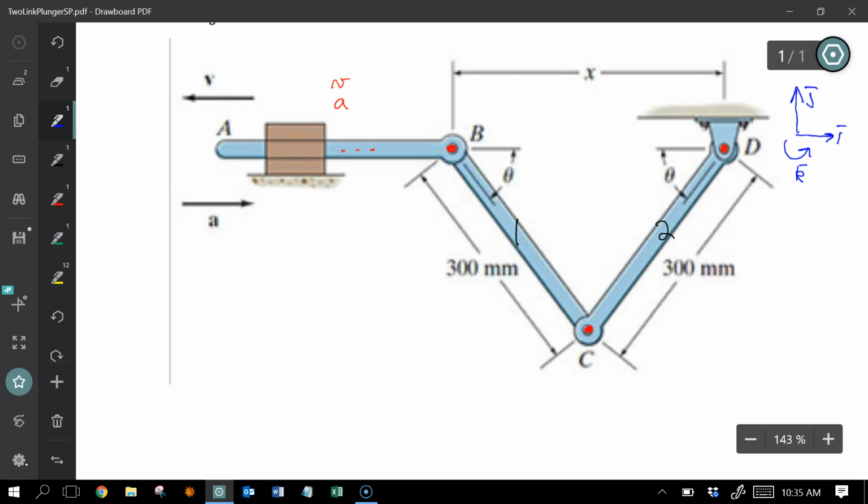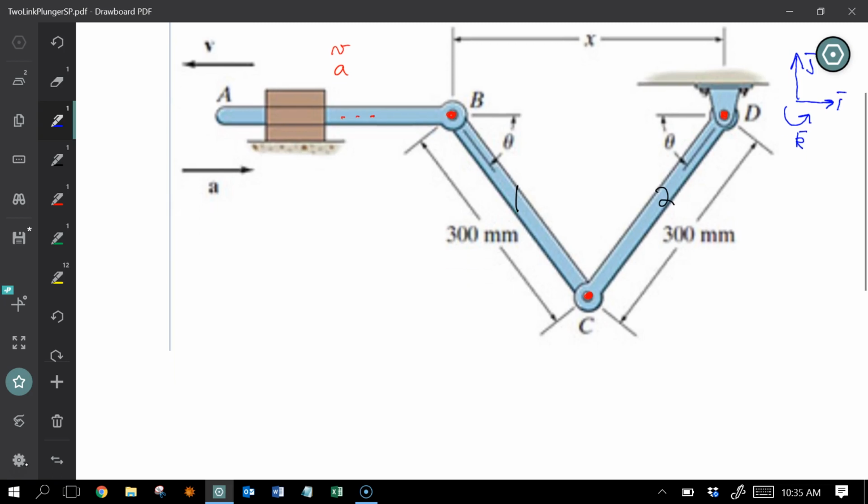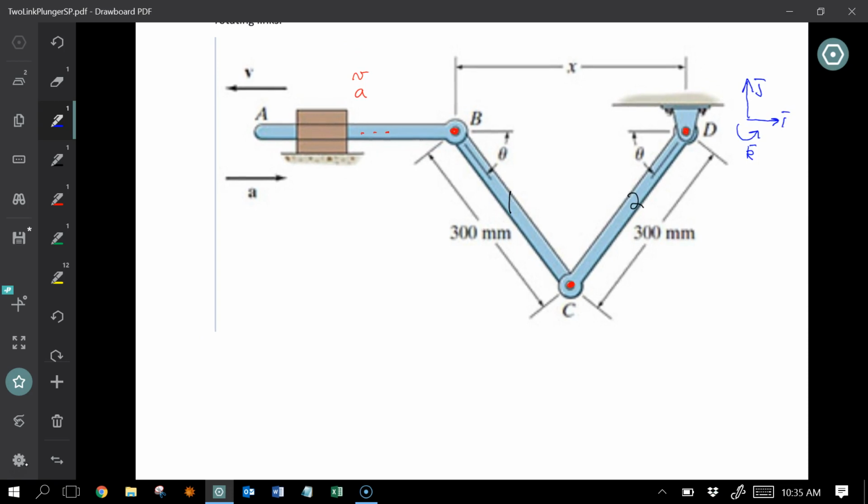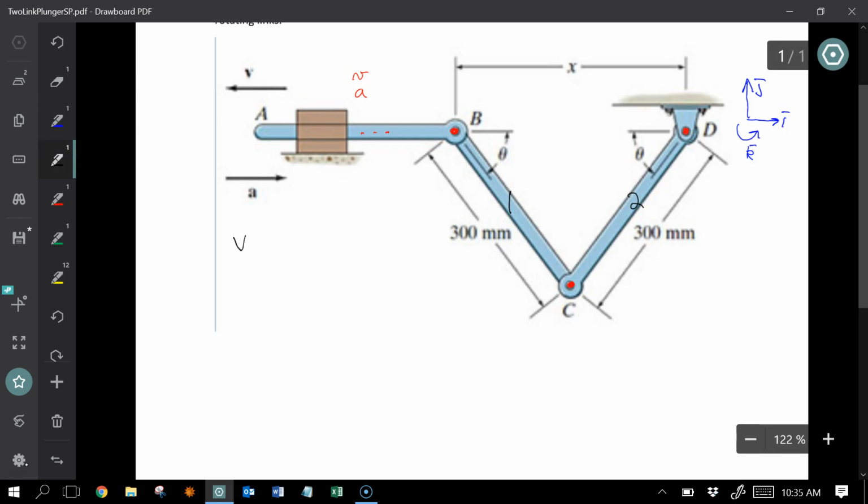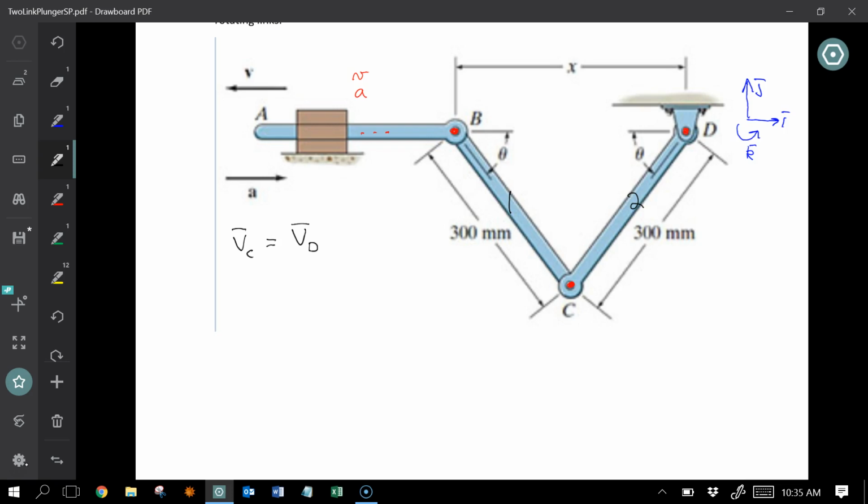Alright, so let's write the special point equations. I'm going to do between C and D. I'm going to write velocity of C, and I just put a bar over it to remind me that it's a vector. Velocity of C equals the velocity of D. It's arbitrary whether you choose to start with C or D. You could have written velocity of D equals velocity of C plus some terms. So that part's somewhat arbitrary.